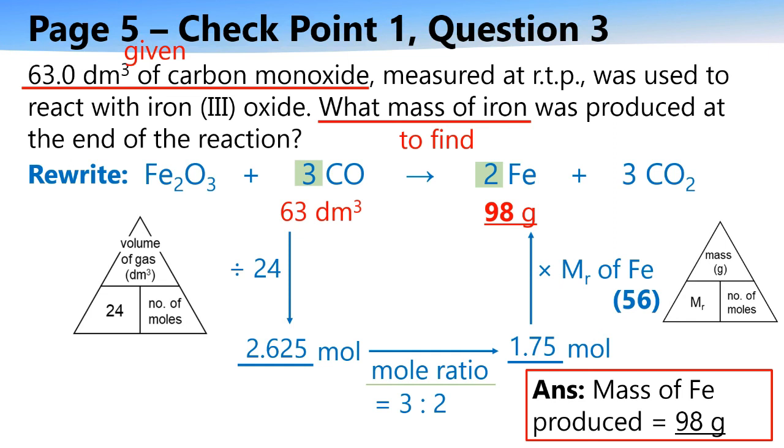As you can see, in this example, although you are given different quantities, volume, and then you need to find mass, the common junction that everyone goes to is mole. So convert everything to mole, then use the mole ratio and then convert back to whatever quantity that you need to find. I'll give you some time to copy this now. Once you're ready, we can move on.